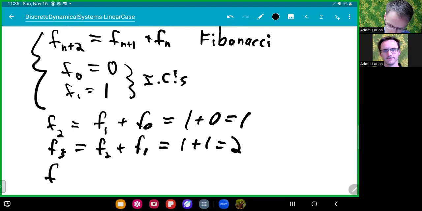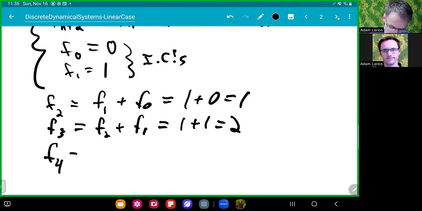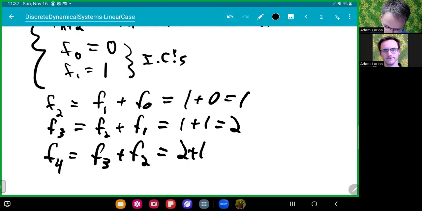After that, we won't need the initial conditions anymore. F4, for instance, is F3 plus F2. Well, F3 we computed before, that was 2. F2 we computed before, that was 1, so now we get 3.